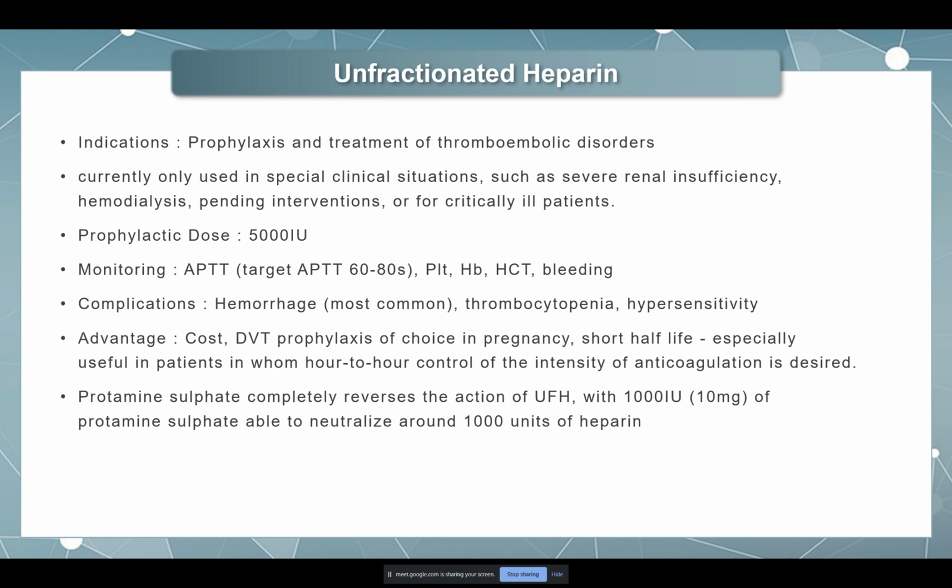So I'll continue. Unfractionated heparin. The indication is for prophylaxis and treatment of thromboembolic disorder. But currently it is only used in specific clinical situations such as severe renal insufficiency, HD patient, pending intubation patient, or critically ill patient. The prophylactic dose is 5,000 international units. We have to monitor the APTT when using unfractionated heparin. The target APTT is 60 to 80 seconds.